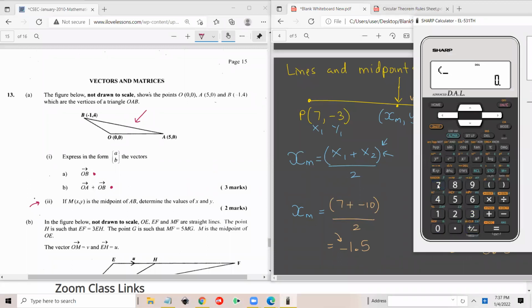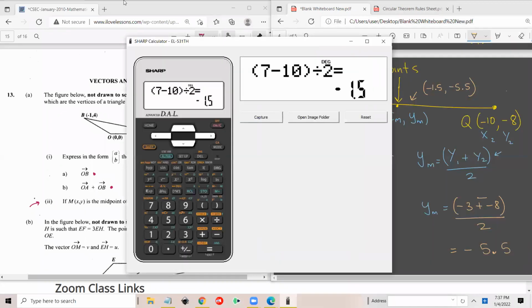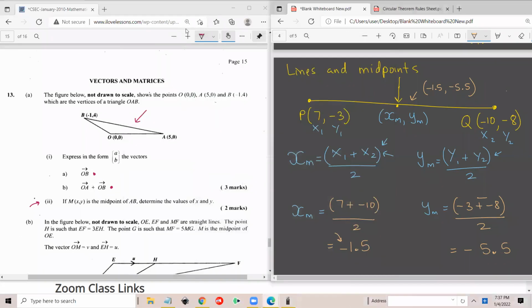Let's do it here. 7 minus 10, close brackets, divided by 2. And you get minus 1.5. And the other one is the same. I'm just proving it. And the other one is open brackets, minus 3, minus 8, close brackets. So I put in my brackets, divided by 2. I'm just confirming it. You see, I got minus 5.5. So I know I'm correct for sure. So I didn't make any errors, for those who have little doubts.